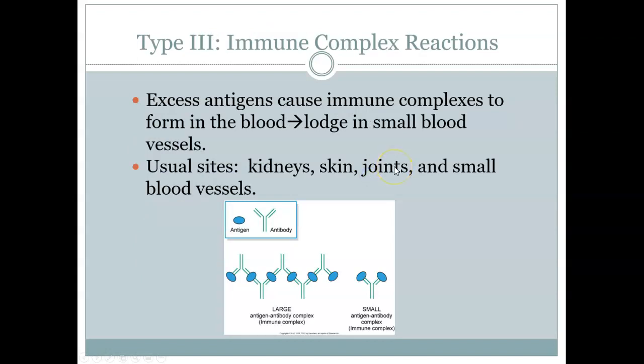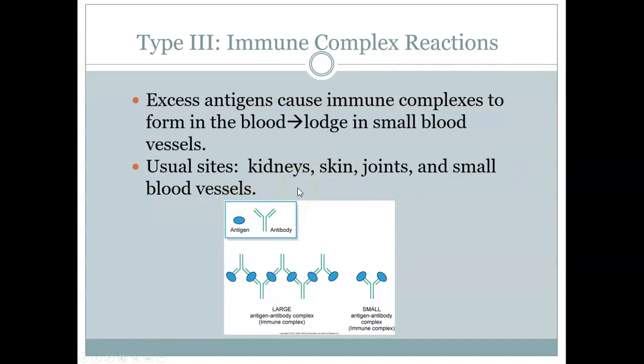Okay, type 3 immune complex reactions. This is when we have an excessive amount of antigens that cause these immune complexes to form in the blood. So this is why I mentioned that these are rather large complexes. When they're released into the bloodstream, they actually can lodge in small blood vessels, and when they lodge in these small blood vessels, they cause an occlusion. So that's what an immune complex reaction is. Usual sites of occlusion of these large molecules could be the kidneys, the skin, the joints, and small blood vessels throughout the body.